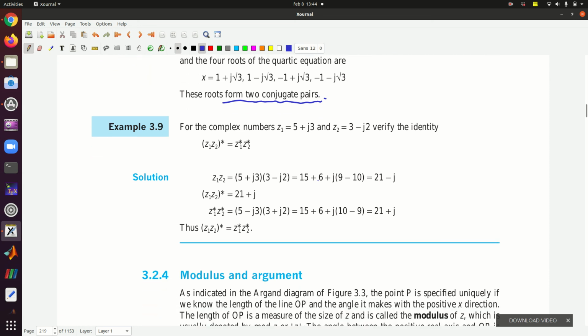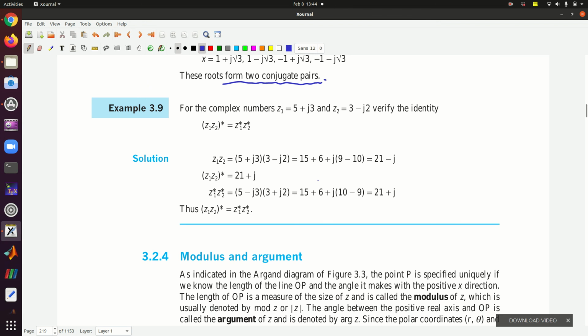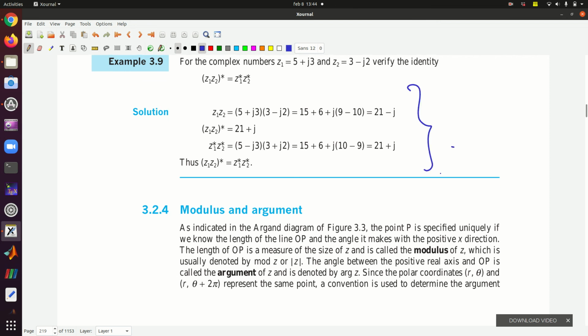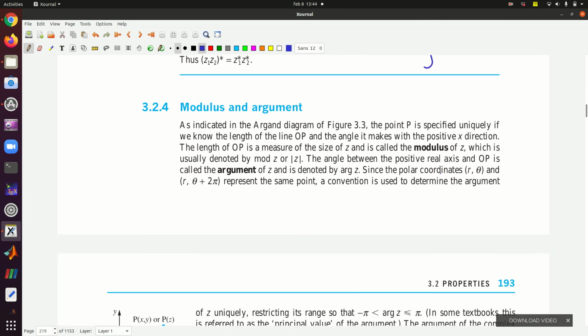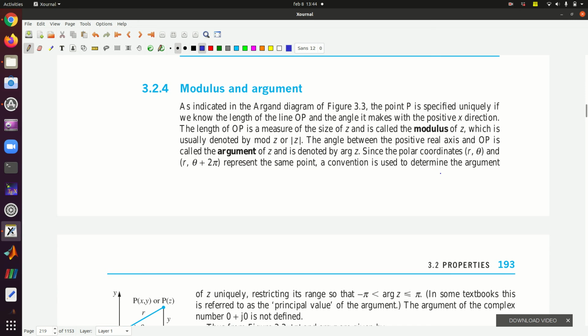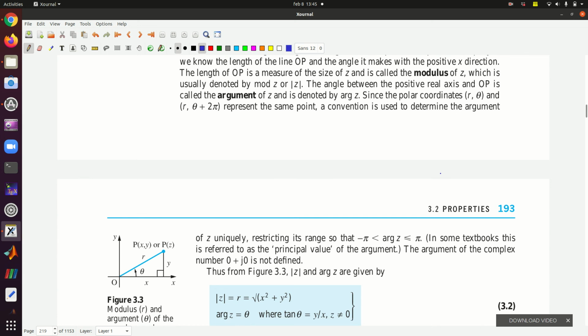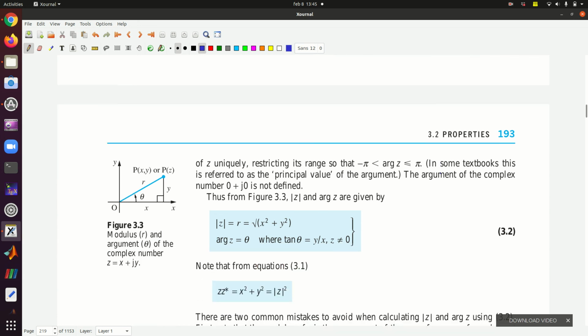They say that for the complex numbers z1 and z2 you want to verify the identity, which you can do as well. Just follow what is written here and do so. So what else? We talk about the modulus and the argument here. Maybe I can just go straight here.